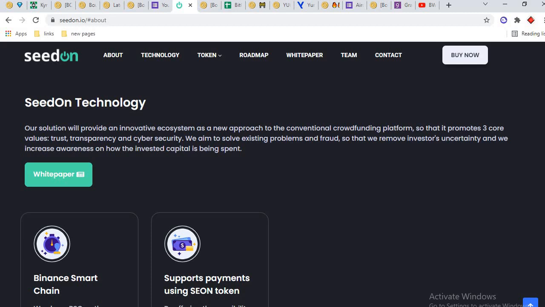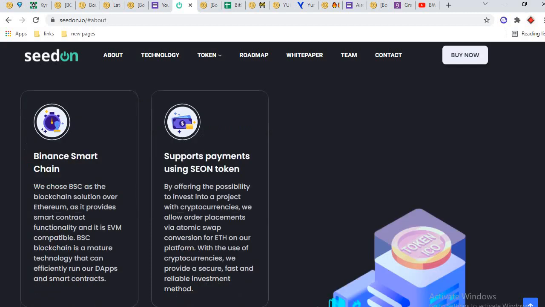SeedOn technology: our solution will provide an innovative ecosystem as a new approach to the conventional crowdfunding platform so that it promotes three core values: trust, transparency, and cyber security. We aim to solve existing problems and fraud so that we remove investors' uncertainty and increase awareness of how the invested capital is being spent.